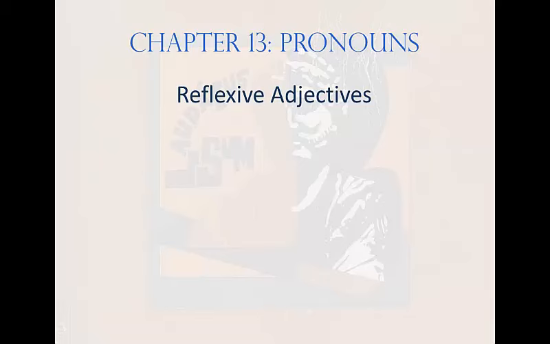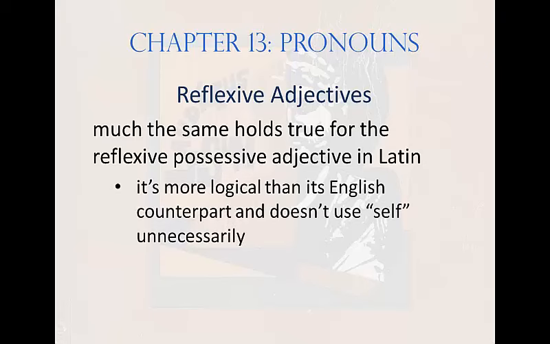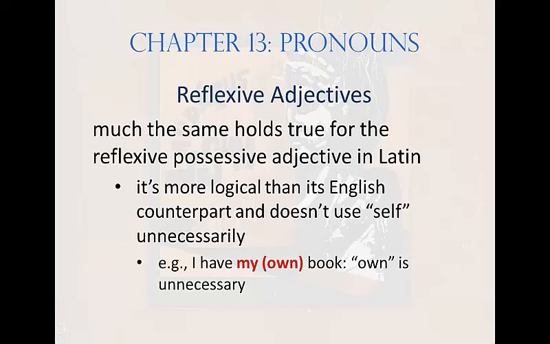In the same way that the personal pronoun me has a possessive adjective counterpart, meus, or tu has tuus, the reflexive pronouns also have adjective counterparts called reflexive possessive adjectives. And as we've seen before with the reflexive pronoun, the Latin use of the reflexive possessive adjective is more logical than that of English, where self forms are overused. With the reflexive possessive adjective, English overuses own, the reflexive adjective equivalent of self. That is, where English will say I have my own book, own is unnecessary, Latin will say I have my book. The first person singular form meus has to be reflexive if the subject of the sentence is I. In that case, there's no need to overmark the reflexive the way English does by using own.